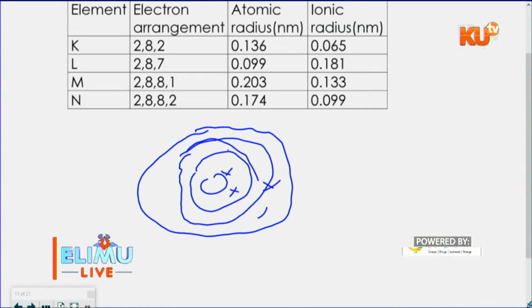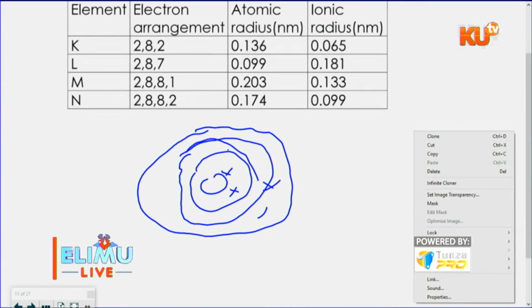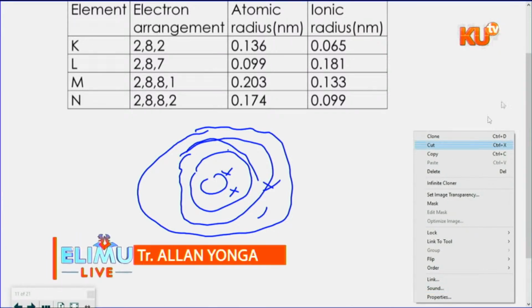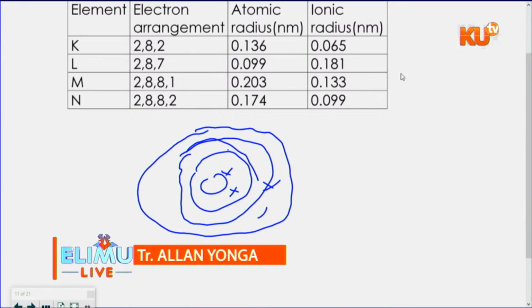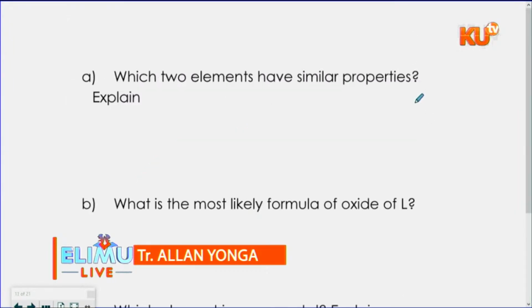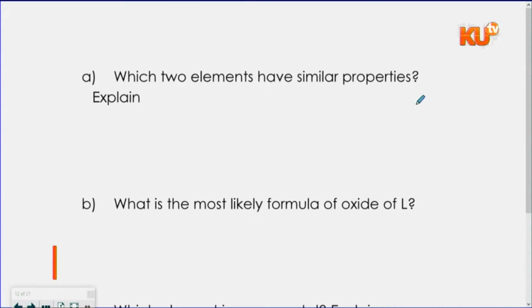Let me take you to question number 1 regarding that table. Let me read it to you. Which 2 elements have similar properties? So for elements to have similar properties, they must be in the same group.